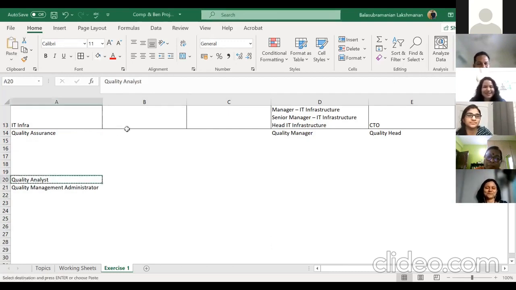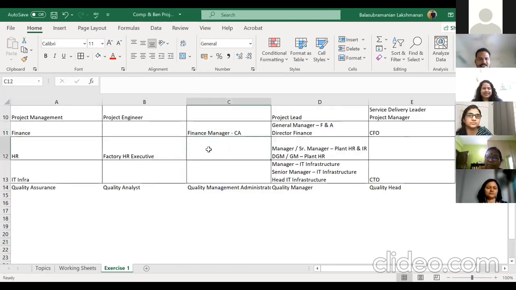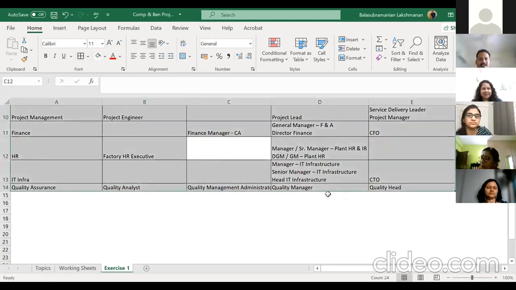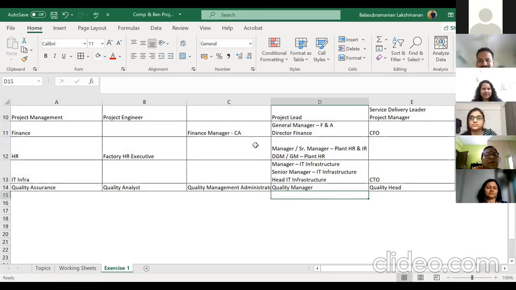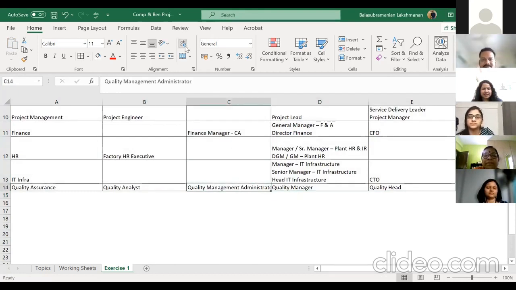Okay. So quality analyst, I'll put it in A1. And quality management administrator is A2. Yeah. Okay. Is there consensus? This is done. Anybody else has any observation? You can tell.